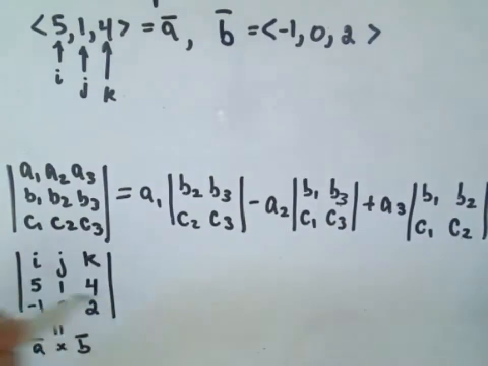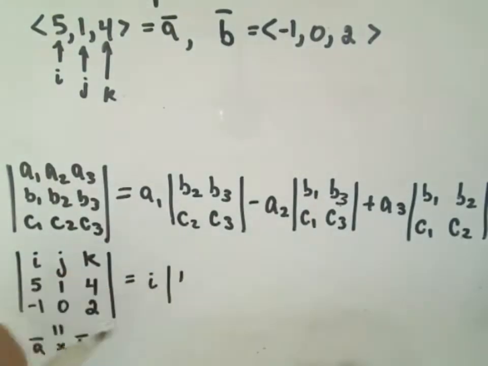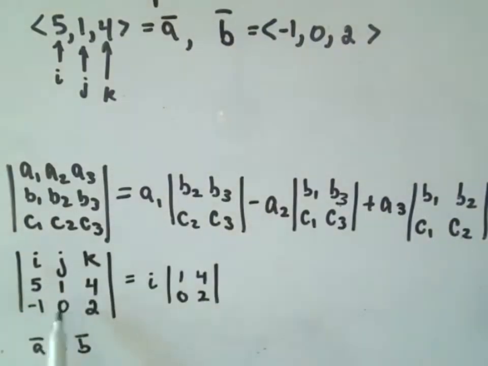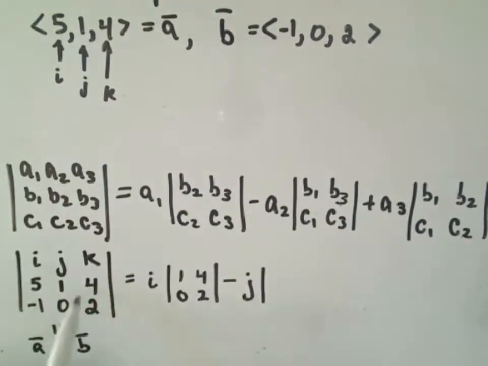Alright, so let's just use our formula here. It says we'll get I, and we multiply that by the determinant. We take 1, 4, 0, 2. We put a minus sign in the middle. We take our J, and now we take 5 and 4.